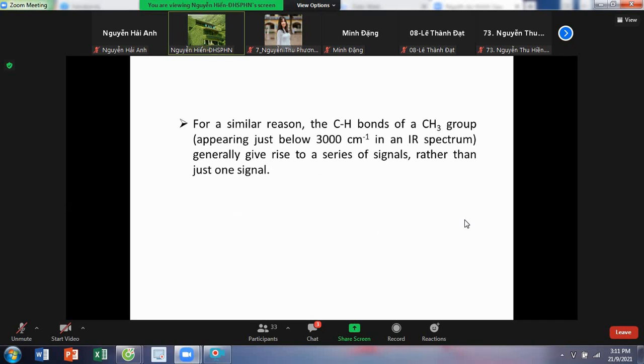For the same reason, the CH bond of a methyl group, which normally appears just below 3000, also gives rise to a series of signals, and these signals also correspond to symmetric and asymmetric vibrations or stretchings.